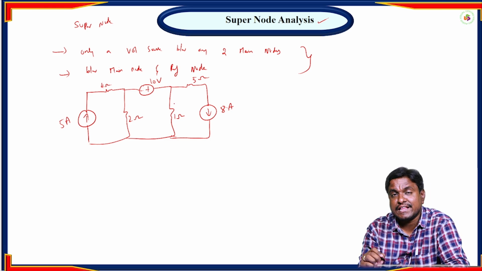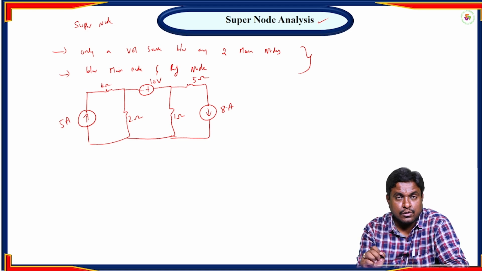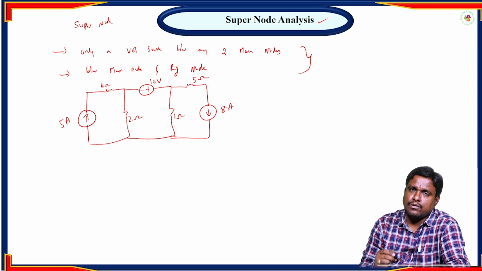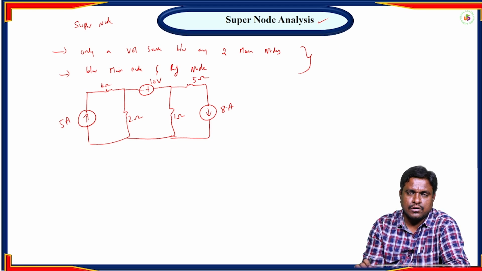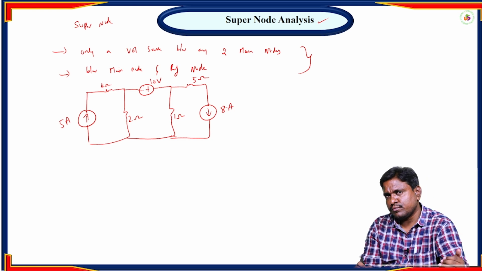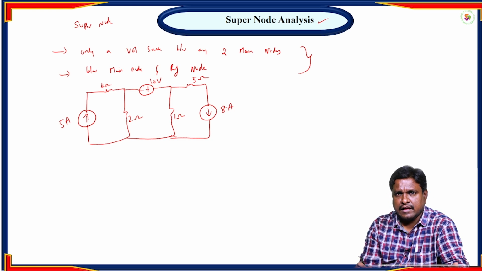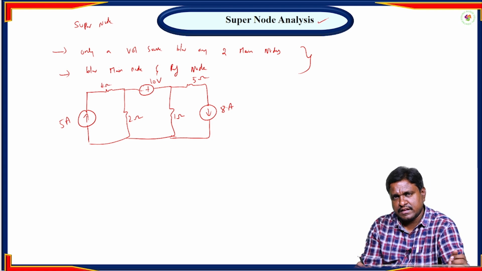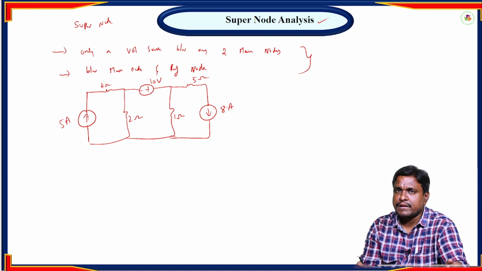How to find the current passing through 1 ohm? First we have to find the node voltages. With the help of the node voltages we are going to find the response, that is, the current passing through 1 ohm. The procedure is the same as that of node analysis, but the only change is that we have to identify the supernode. As we discussed in the previous class on mesh and supermesh analysis, here also we are going to apply Kirchhoff's current law and identify the supernode condition.